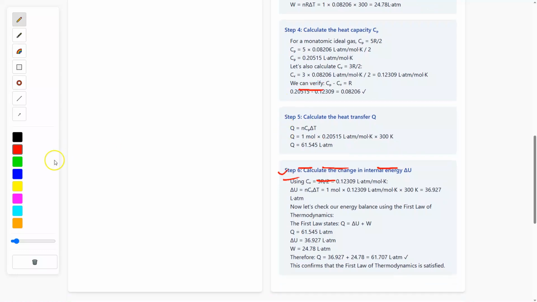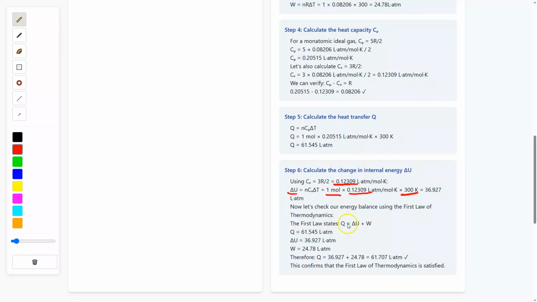Now calculate the change of internal energy. Cv we already calculated, that is 0.12309. Del U is equal to n Cv del T. N is equal to 1 mole, Cv is equal to 0.12309, and del T is 300 Kelvin. So we get 36.927 liter atm.